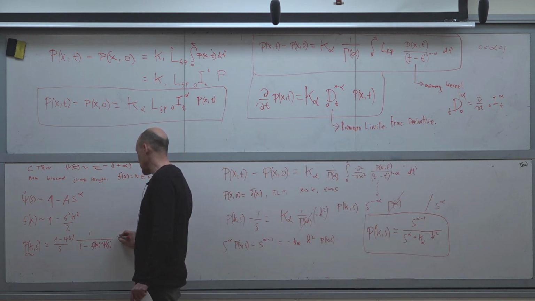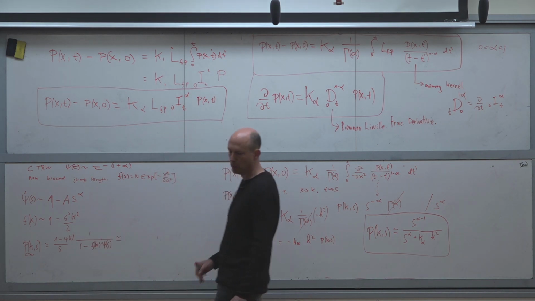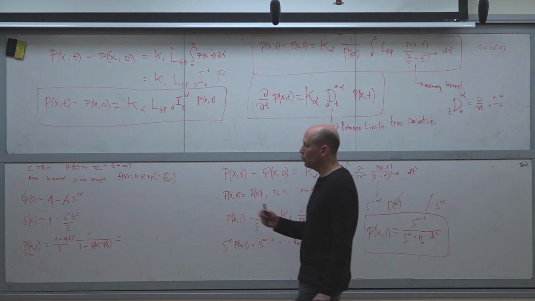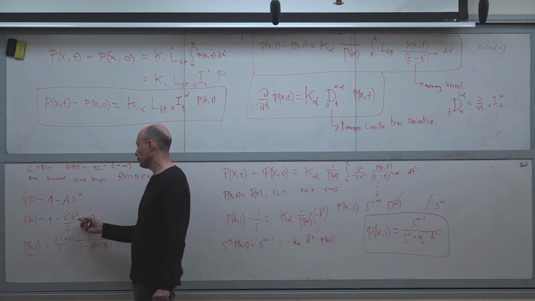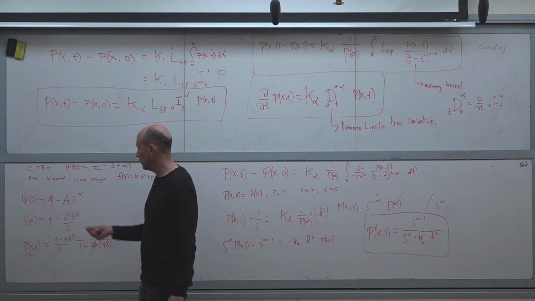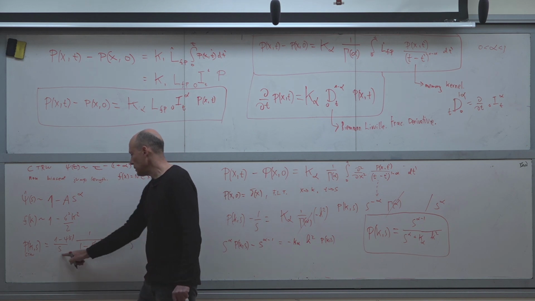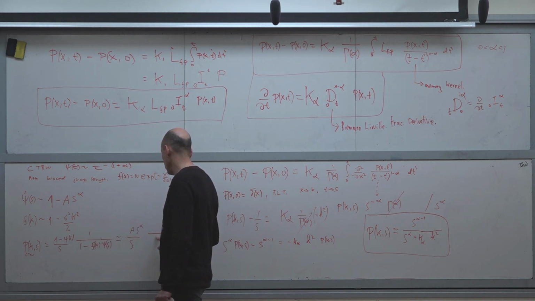And then what we said is that in the long time limit, I can approximate this by the small s, small k approximation, corresponding to long wavelength and low frequency limit of this thing. So then I have 1 minus psi(s). This is A s to the power alpha, divided by s. And here I add 1 minus sigma squared k squared over 2. Here I have 1 minus A s to the alpha.